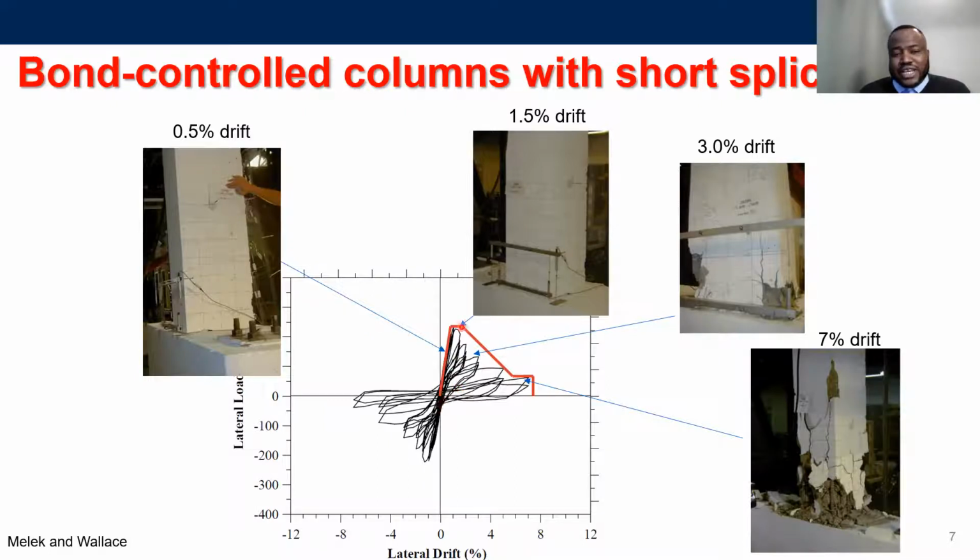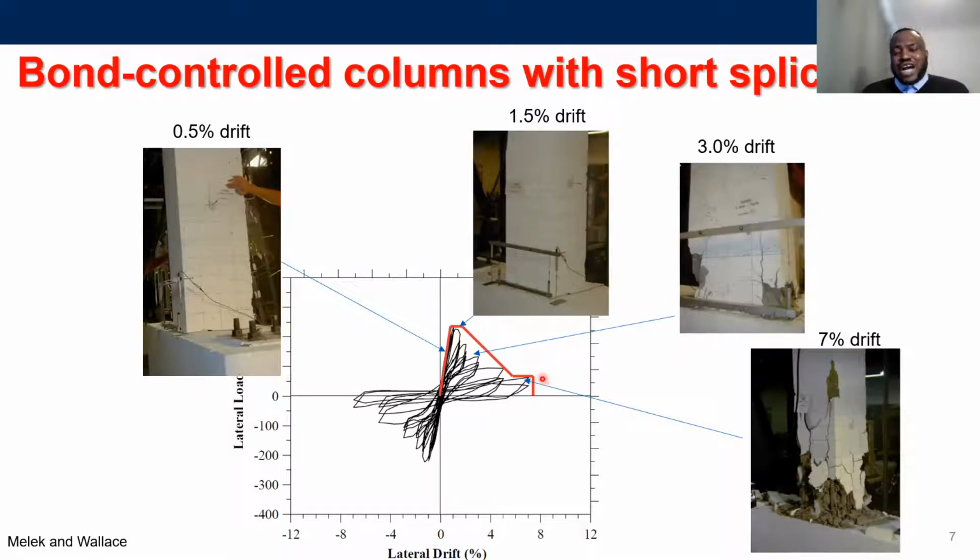But this behavior is associated with the fact that once you have a splice failure here, the failure mechanism of the column transfers into more of a rocking type behavior, in which you've lost the concrete-rebar bond and the column is just rocking about its base and behaving like a semi-rigid block, up until you have significant crushing at the compression toes. And that is pretty much when you get to this point.